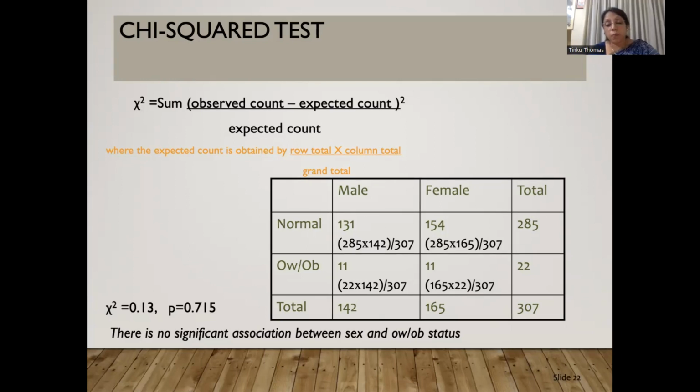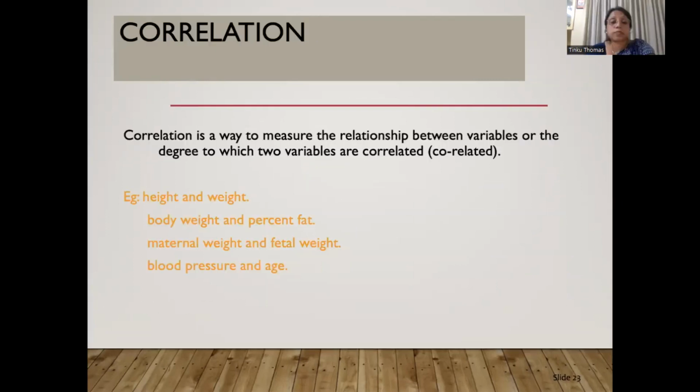So that is test of association when the data is categorical in nature. Now, what if we have continuous data? When both the variables of interest are continuous in nature, then we can do correlation. For example, the association between height and weight, or between body weight and percent fat, between maternal weight and fetal weight, between blood pressure and age.